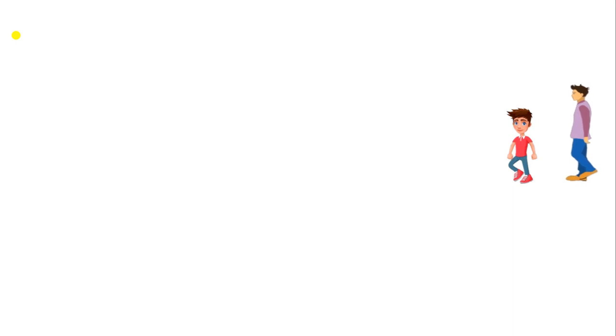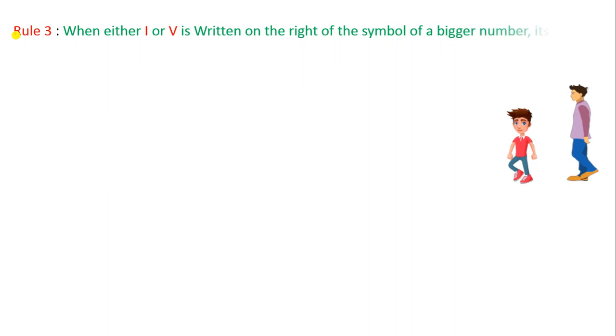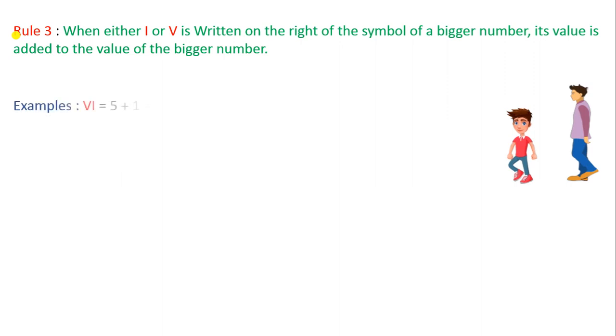Let's see the next rule. Rule number 3: when either I or V is written on the right of the symbol of a bigger number, its value is added to the value of the bigger number. We see some examples. First one, VI. Here V means 5 and I means 1, and 5 is bigger than 1, and this number is 5 plus 1, that is 6.